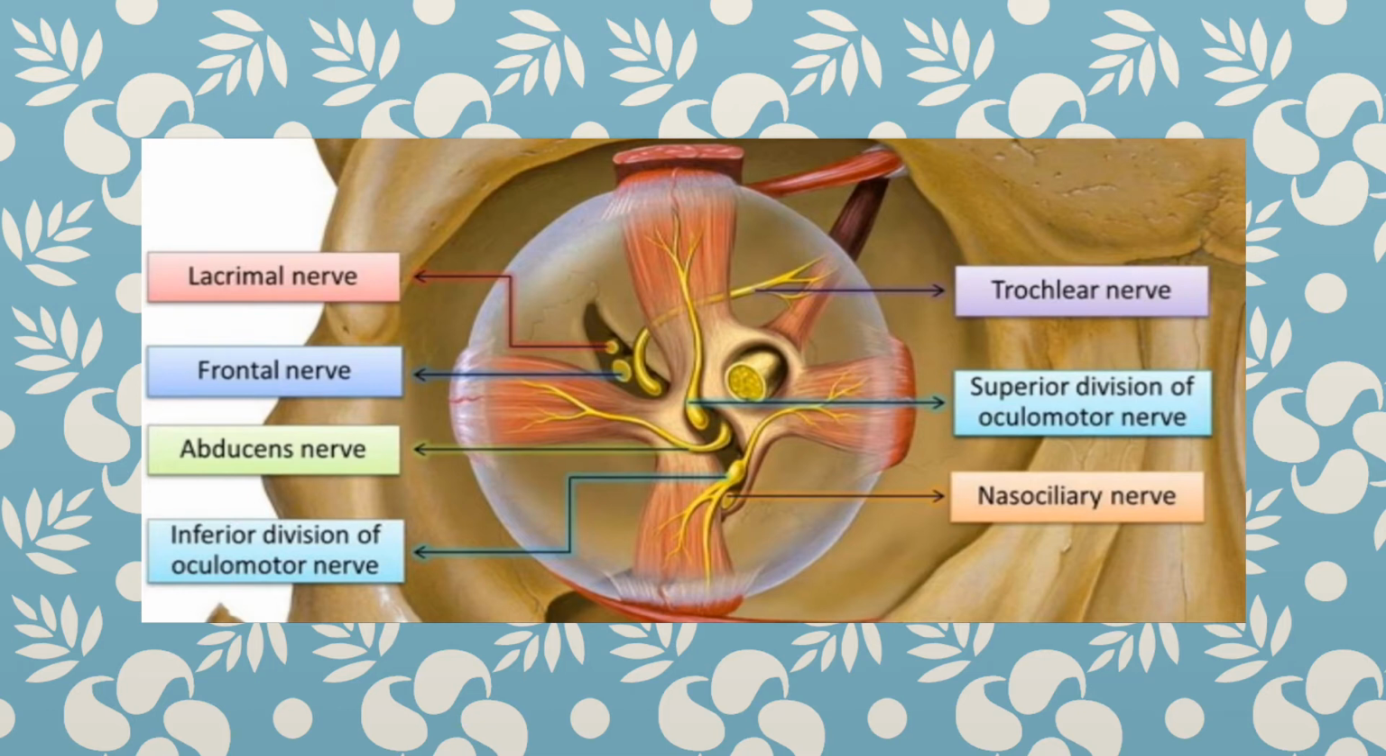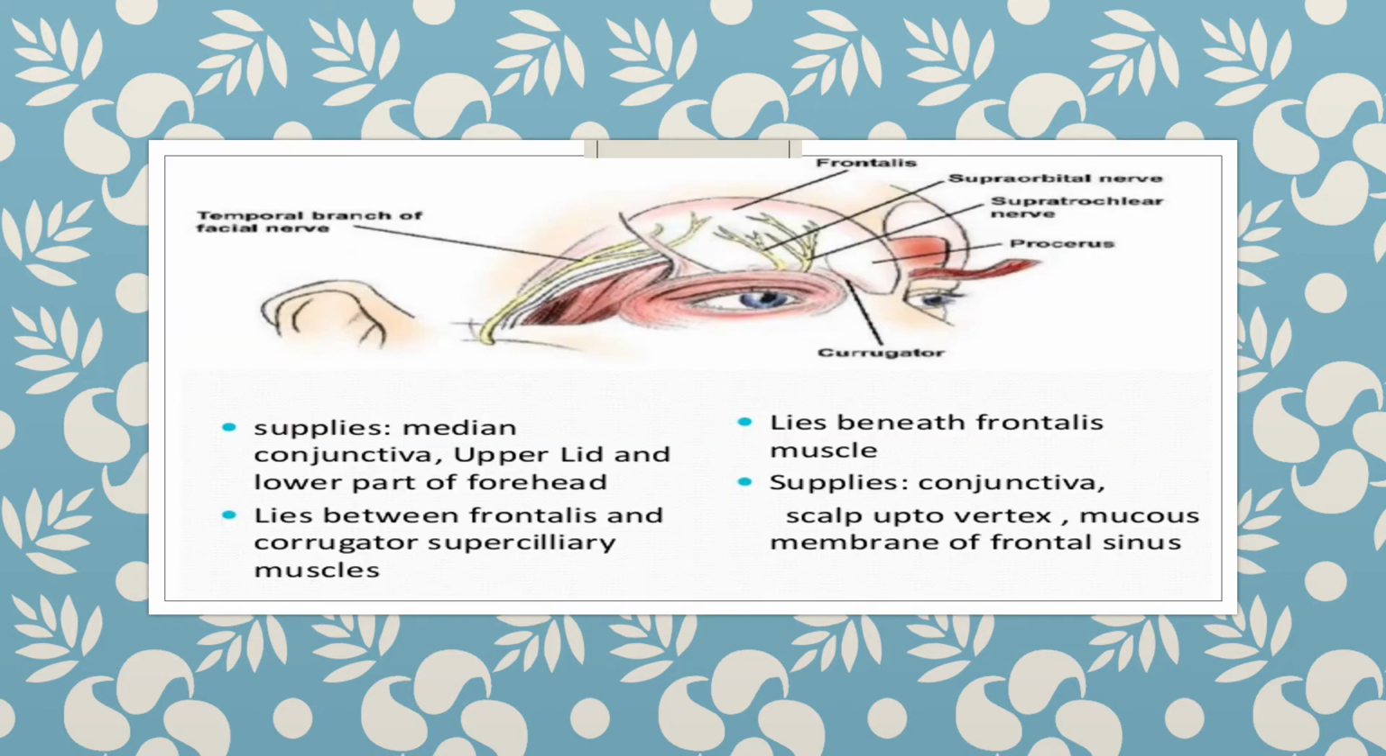Then we come to the frontal nerve. Frontal nerve is the largest division of this nerve. It enters the orbit through the lateral part of the superior orbital fissure outside the tendinous ring, and it passes forwards between the roof of the orbit and levator palpebrae superioris muscle. And it divides into two branches that are the supratrochlear and supraorbital.